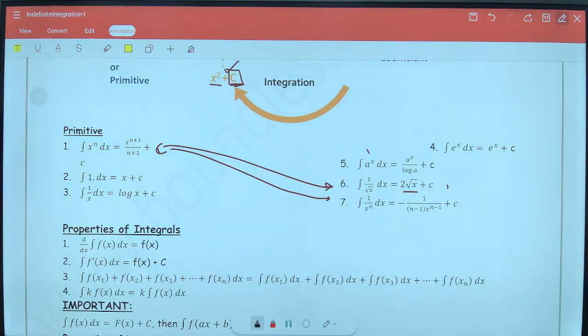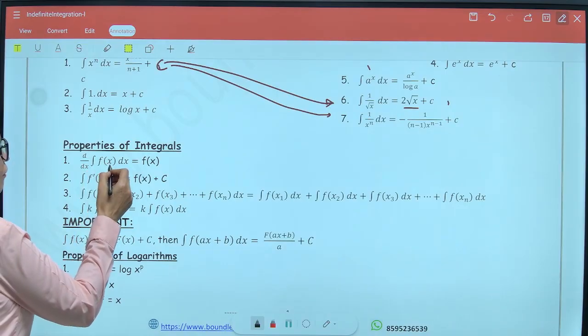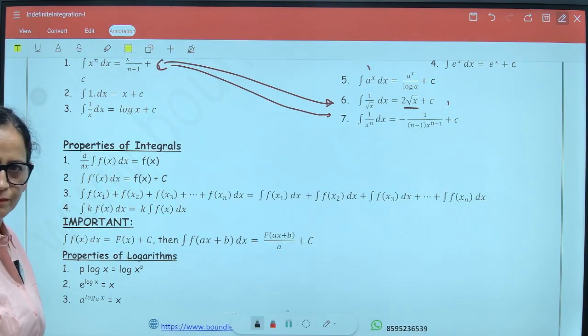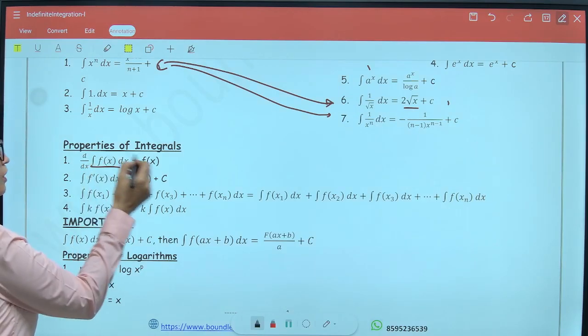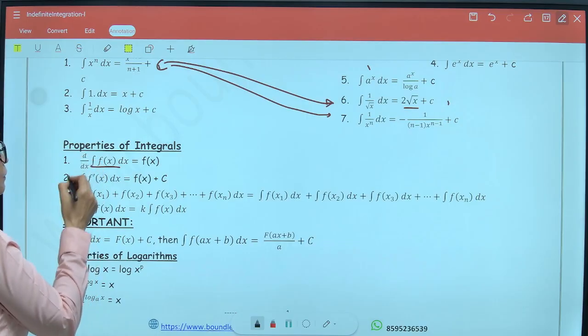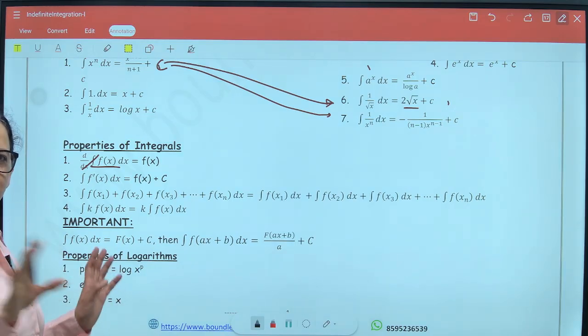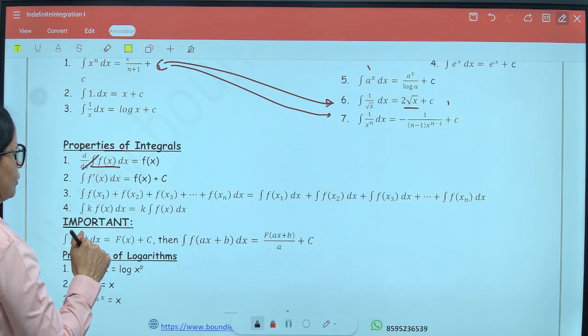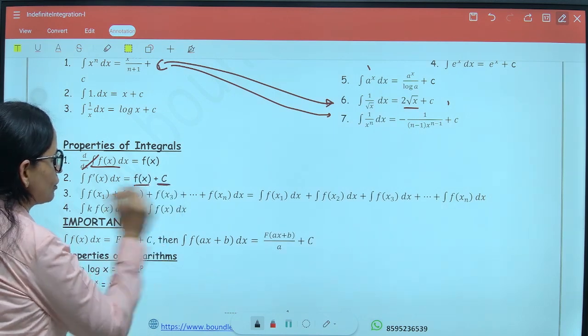Now there are a few basic properties of integrals that we are going to use in almost every function. The derivative of the integral of a function is the function itself. So it is basically the integral of a function, and when you differentiate you get the function back. You can understand it like this: the derivative and integral cancel each other, and you get the function. The integral of a derivative gives you a function along with the constant of integration.